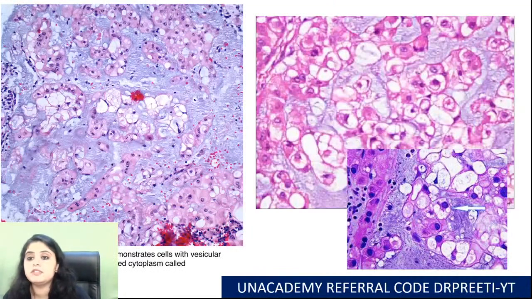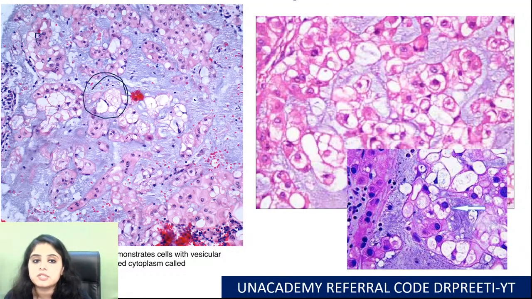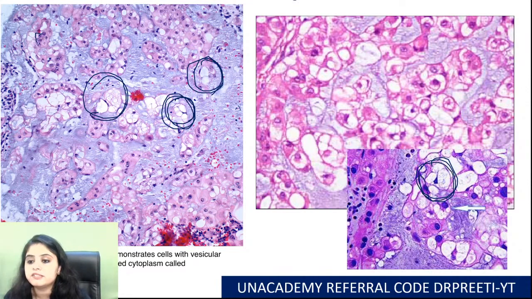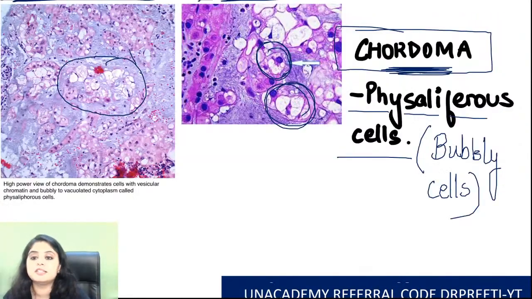So I can show you the previous picture again. You can see multiple bubbly looking cells out here, over here, multiple bubbly looking cells. Similarly, you have bubbly looking cells out here. Same over here. All of them look empty. So bubbly cells, chordoma, what are these cells? They are the physaliferous cells.